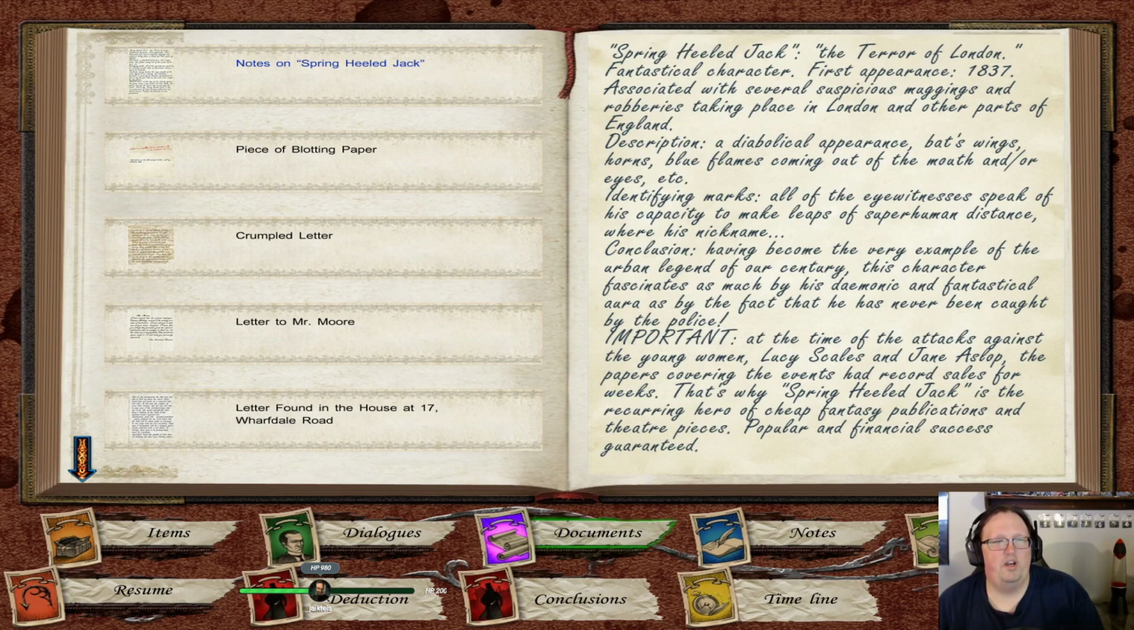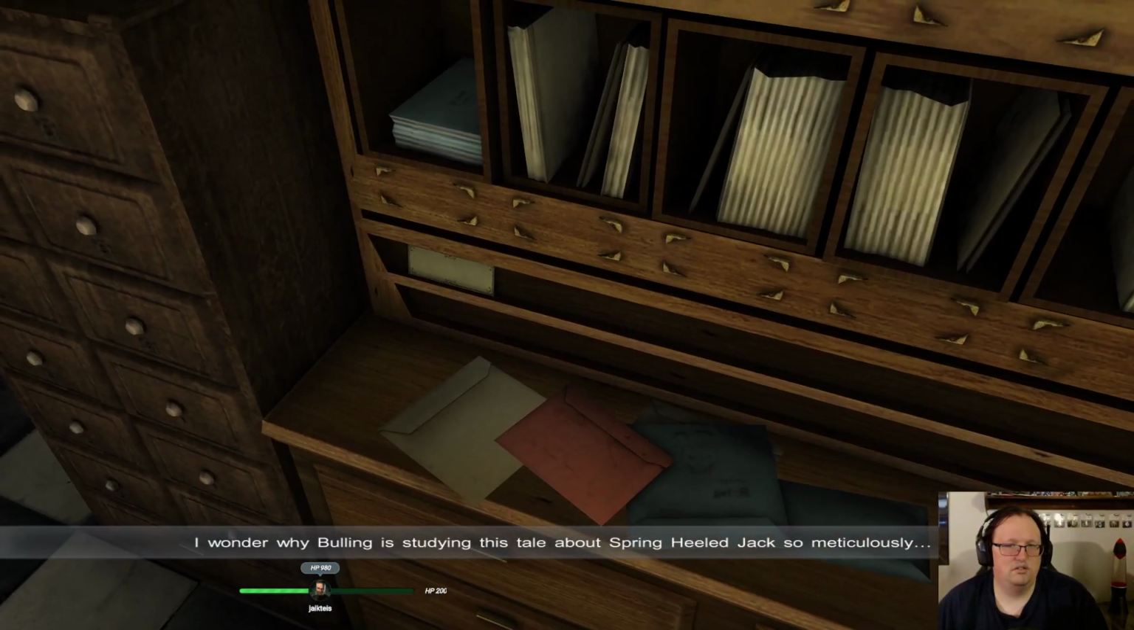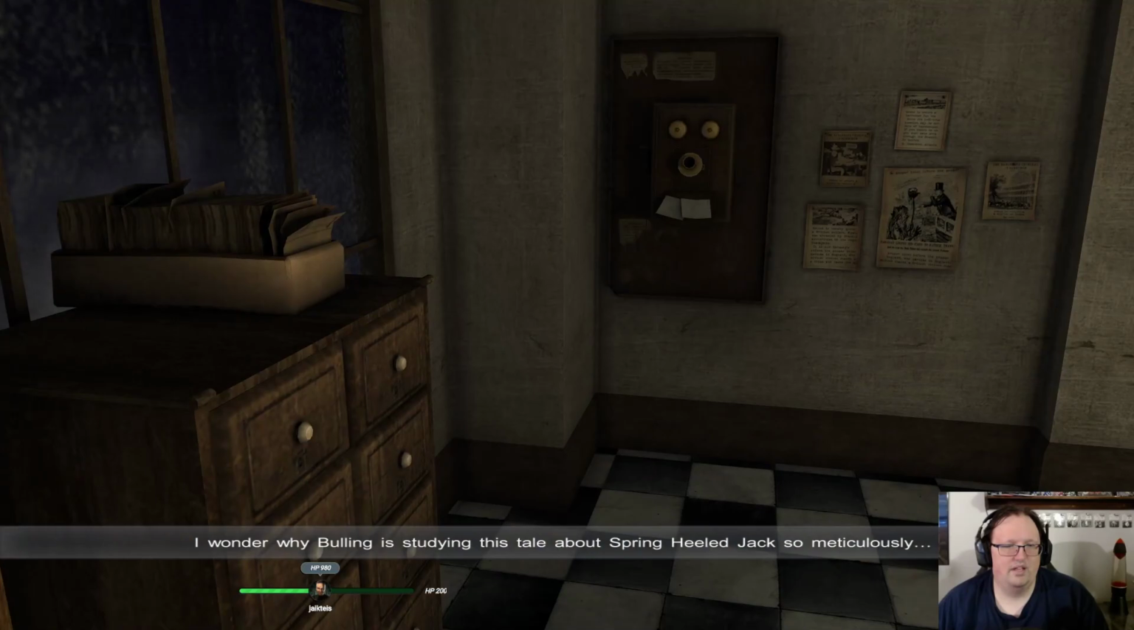Conclusion. Having become the very example of the urban legend of our century, this character fascinates as much by his demonic and fantastical aura as by the fact that he has never been caught by the police. Important! At the time of the attacks against the young women, Lucy Scales and Jane Alsop, the papers covering the events had record sales for weeks. That's why Spring Heeled Jack is the recurring hero of cheap fantasy publications and theater pieces. Popular and financial success guaranteed. I wonder why Bulling is studying this tale about Spring Heeled Jack so meticulously.